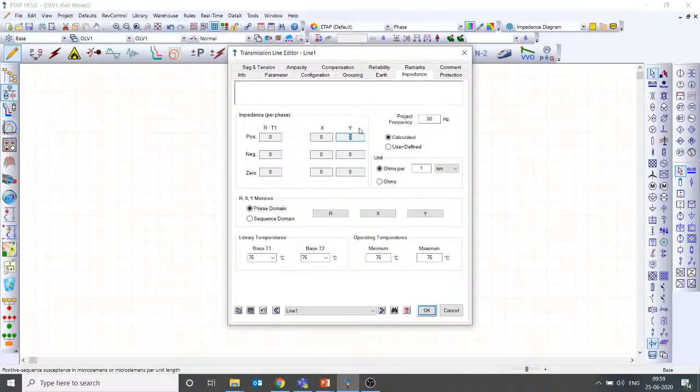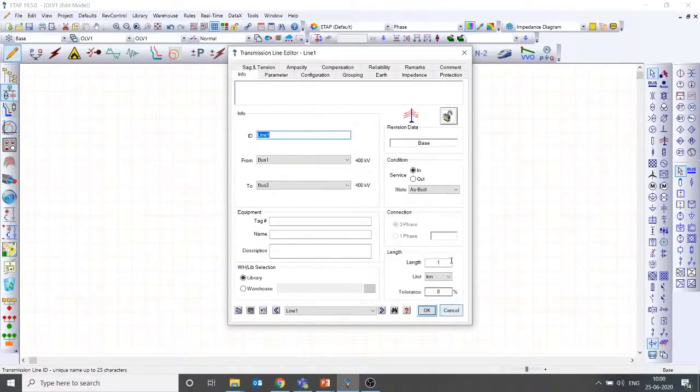But before going for it, the second question probably means: what are the resistance, reactance, and susceptance values which I need to enter here? If you have an answer for that, please try to answer. What is the resistance value which I need to give? What is the reactance value? What is the susceptance value? And if I do not know these values, how do I calculate them? That's another question. And of course, length.